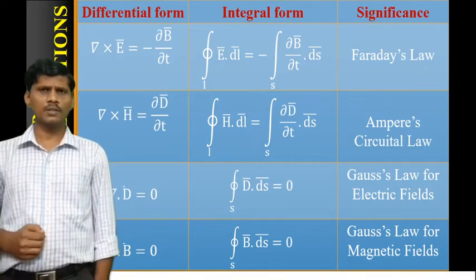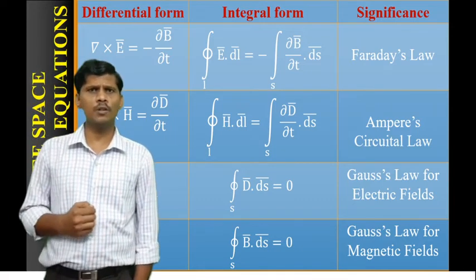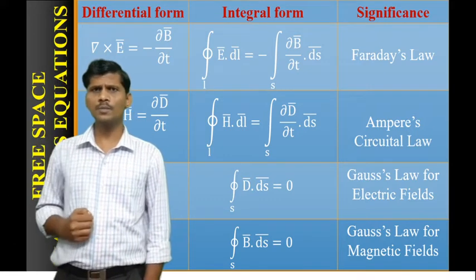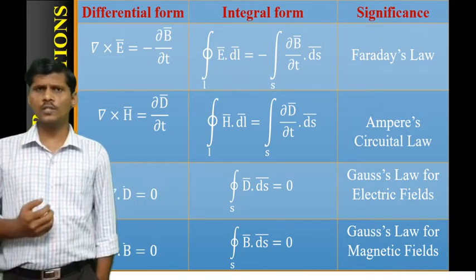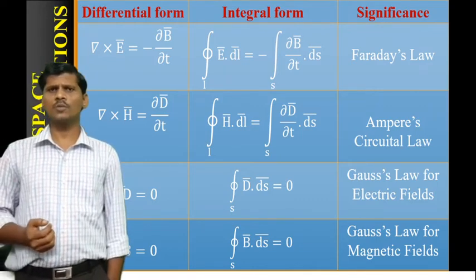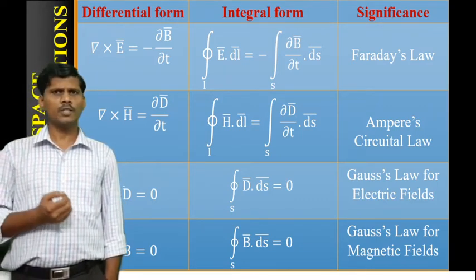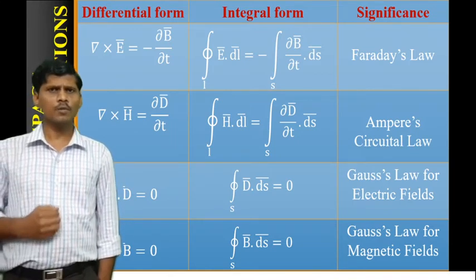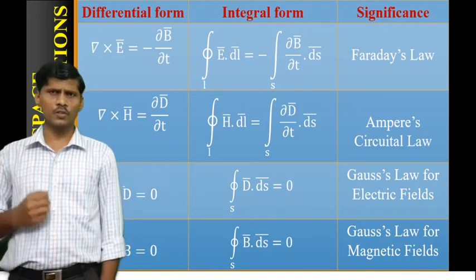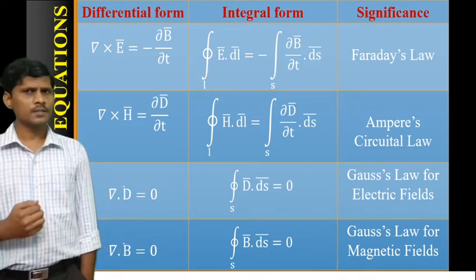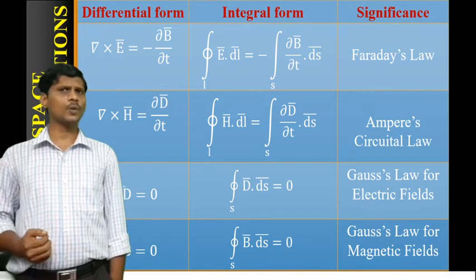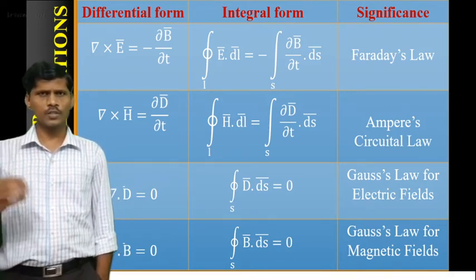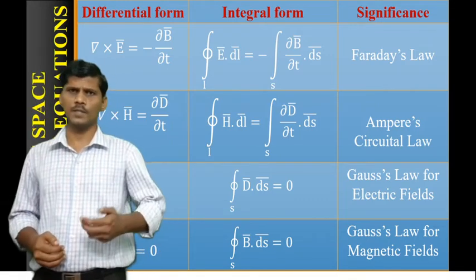And the third Maxwell equation for the time varying field: differential form, del dot D bar is equal to rho v. For free space, there is no volume charge density, rho v is equal to 0. So the resultant Maxwell equation in free space is del dot D bar is equal to 0, and in integral form, closed surface integral of D bar dot ds bar is equal to 0. The fourth one is the same: del dot B bar is equal to 0, and in integral form, closed surface integral of B bar dot ds bar is equal to 0. So these are the Maxwell's equations for free space.